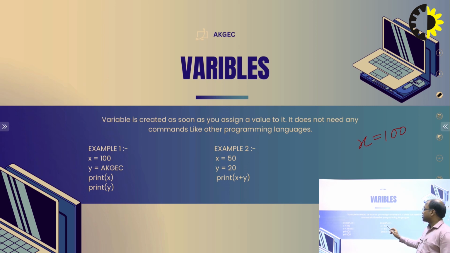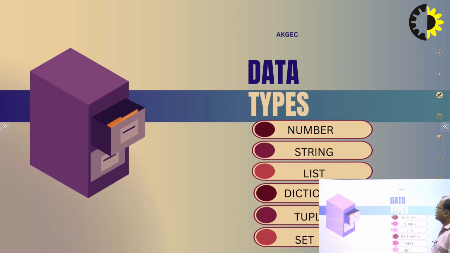If we define x equal to 50 and y equal to 20, then after printing x plus y, it just adds these two integers. They are not taken as strings or something else. So this is how easy it is for us to program as Python programmers. Next, data types.